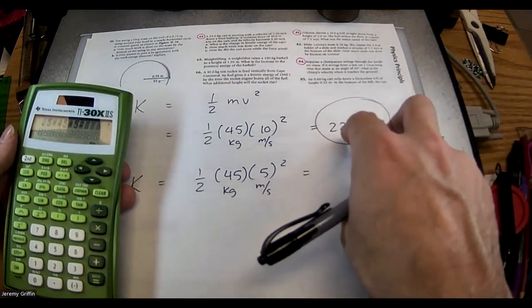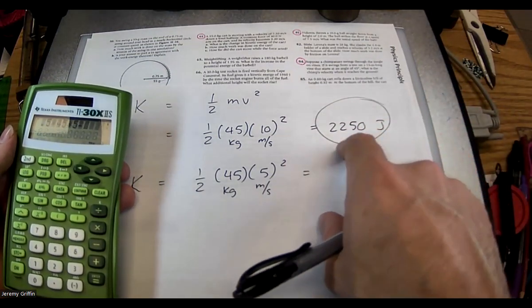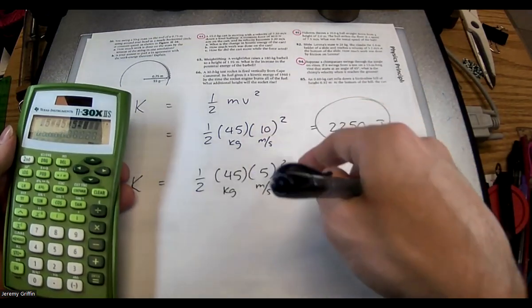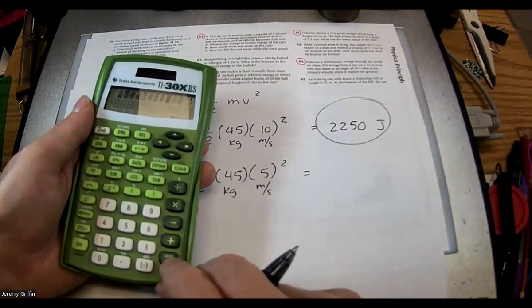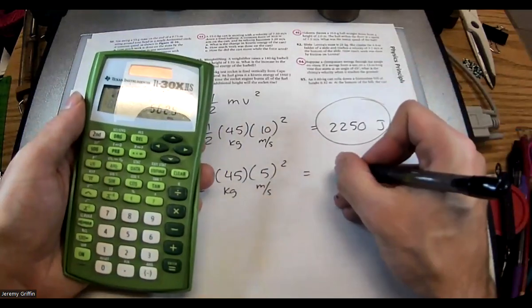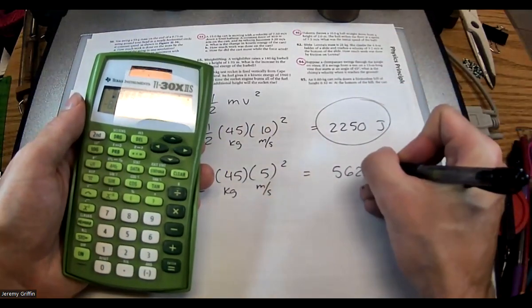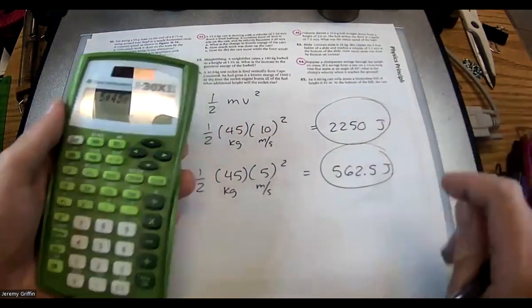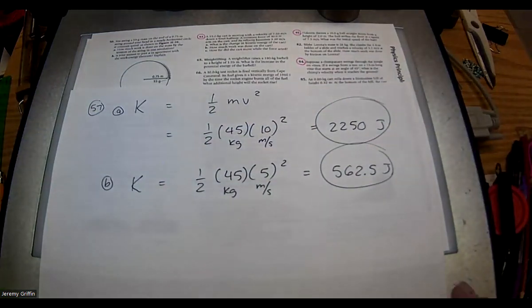A fourth of 2,000, it should be a little over 500, I think, something like that. Because you guys know a factor of 1/2 squared is a quarter, right? We talked about this before. 562.5 joules. Half the speed, a quarter of the kinetic energy.